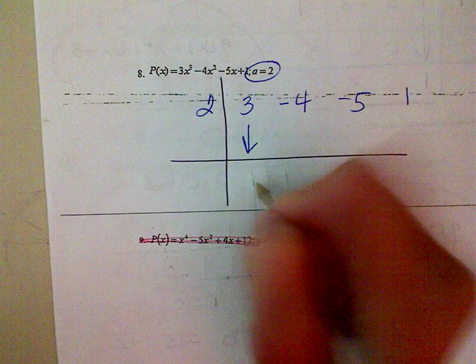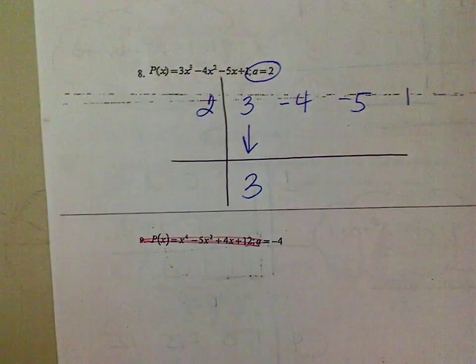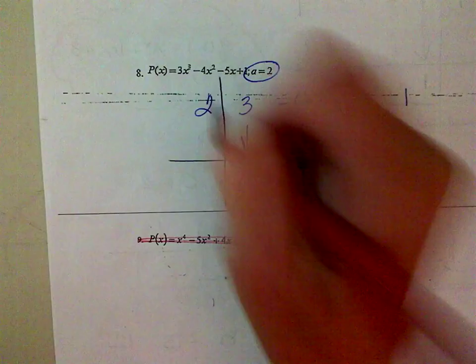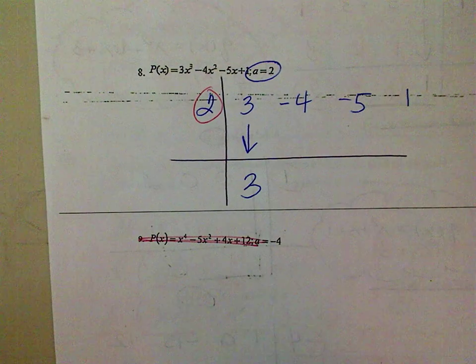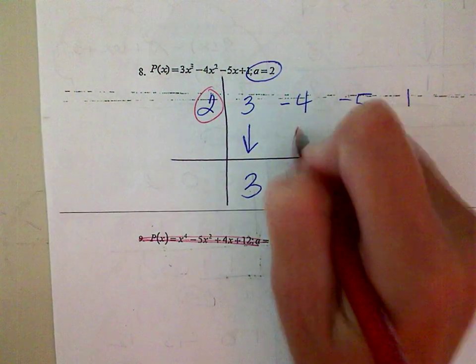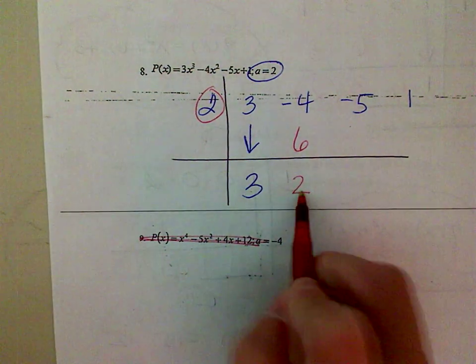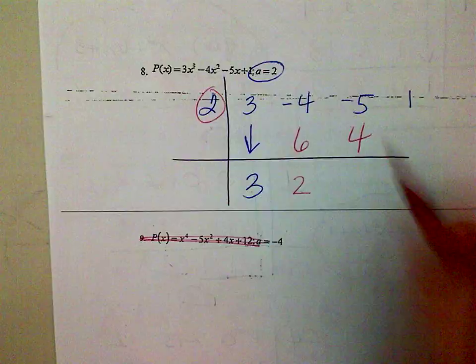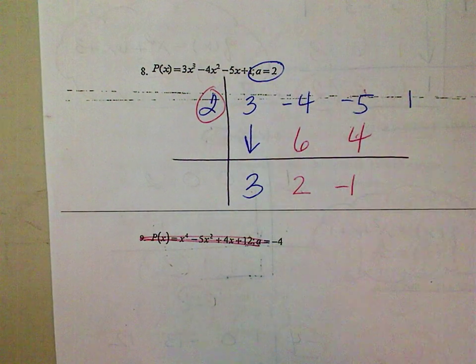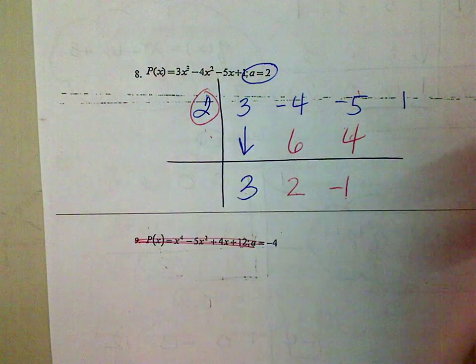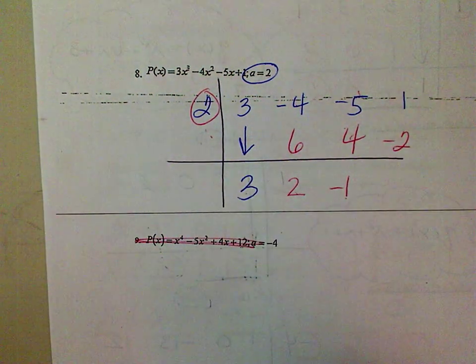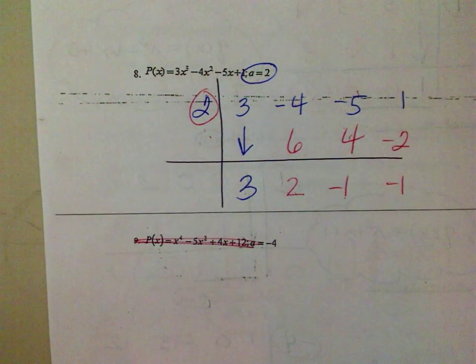Bring down the 3. Okay, I'm going to do the same thing I did. I'm going to multiply everything by 2. 3 times 2 is 6. Add, you get 2. Repeat. 2 times 2 is 4. Add, you get negative 1. Negative 1 times 2 is negative 2. Add, you get negative 1.